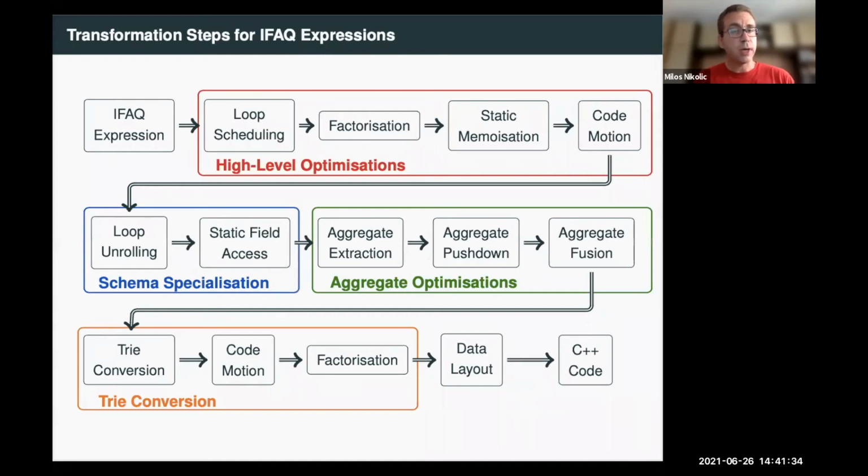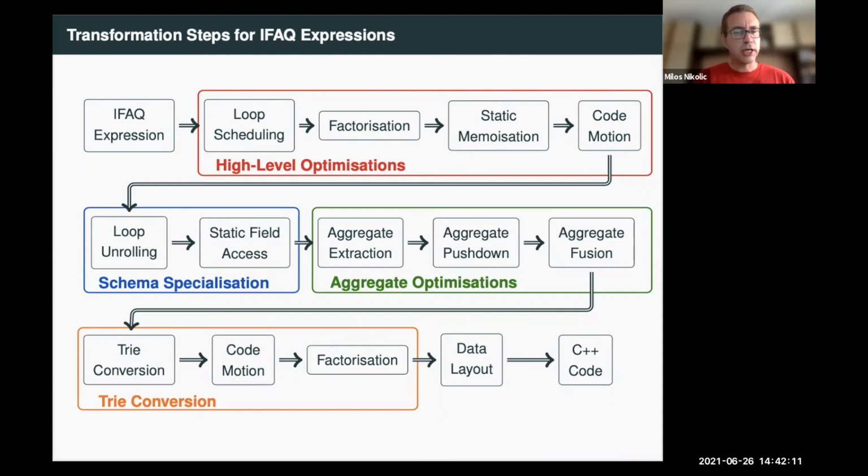IFAQ provides a rich pipeline of transformation steps that are aimed at optimizing together the feature extraction query and the subsequent learning task. An IFAQ program, which is the input to these transformation steps, could express, for instance, an optimization algorithm such as gradient descent or the CART algorithm for decision trees. Then the program is subject to a series of high-level optimizations that could, for instance, do loop scheduling, factorization of code, static memoization, code motion, and many other PL optimization techniques.